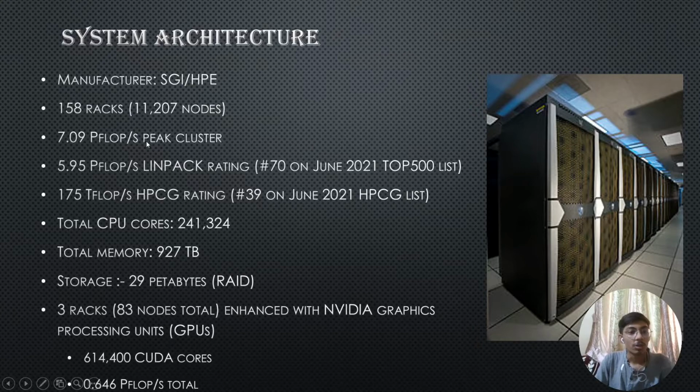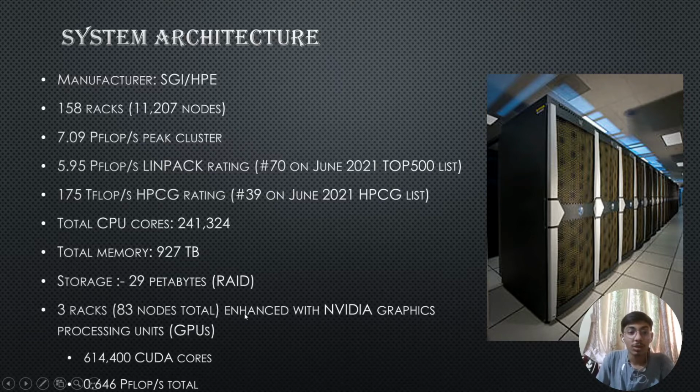7.09 petaflops per second peak cluster, and this is the ranking by LINPACK, 5.95. This is the ranking of HPCG. In this supercomputer, it is ranked 39th as of June 2021. It has a total of 241,000 CPU cores, so it's huge, right? The memory is 927 terabytes, then 29 petabytes of storage.